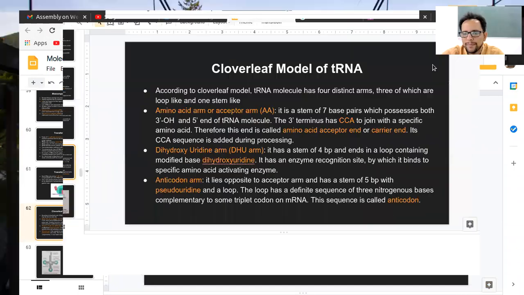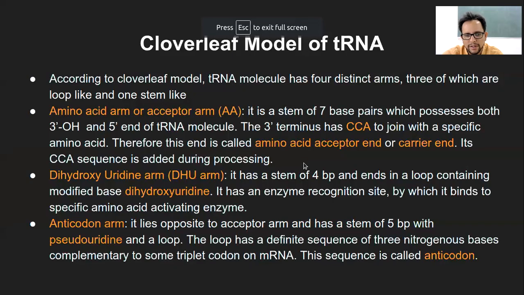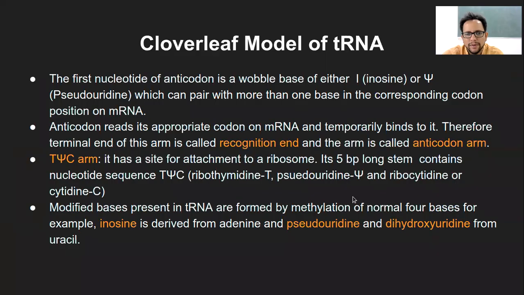Okay, so that is the anticodon arm. Now the first nucleotide in that sequence of the anticodon is a wobble base, either inosine or this symbol called psi, which ultimately refers to pseudouridine. That is the symbol for pseudouridine. Like adenine has A, guanine has G, pseudouridine has this psi symbol.